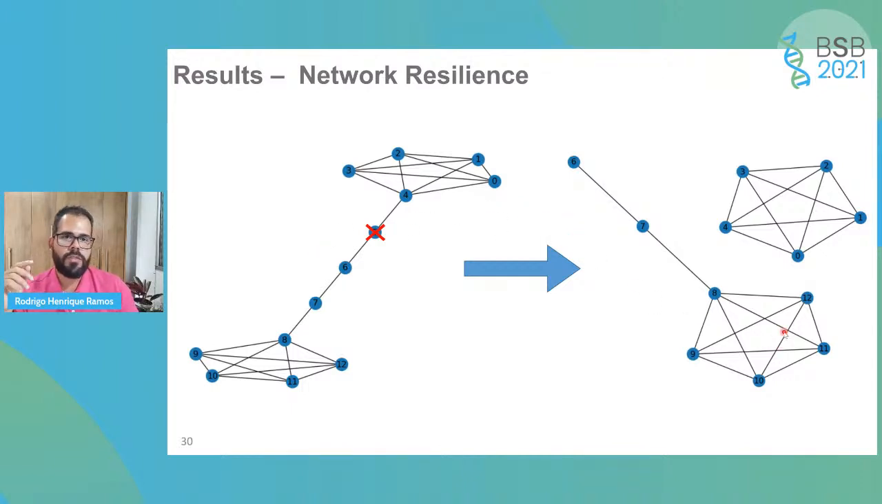But if we remove the node 5, we break the network in two parts. So the largest connected component, this one, loses 6 nodes. The one we remove and other 5 that are here. So the removal of the node 5 breaks the network, and the largest connected component loses more nodes than the one removed. So this node causes a greater impact.